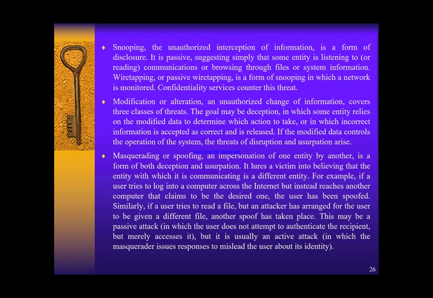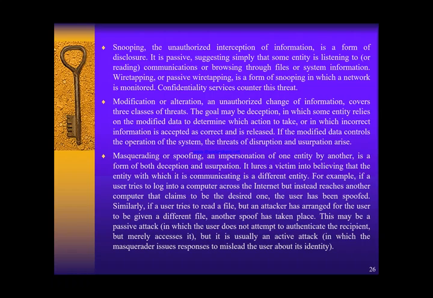Masquerading or spoofing, an impersonation of one entity by another, is a form of both deception and usurpation. It leads a victim into believing that the entity with which it is communicating is a different entity. For example, if a user tries to log into a computer across the internet, but instead reaches another computer that claims to be the desired one, the user has been spoofed. Similarly, if a user tries to read a file, but an attacker has arranged for the user to be given a different file, another spoof has taken place.